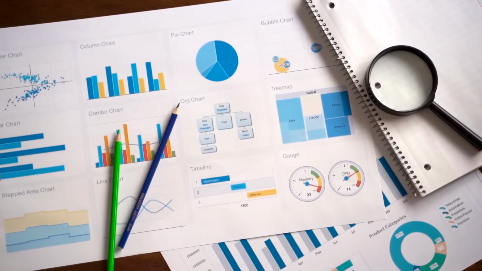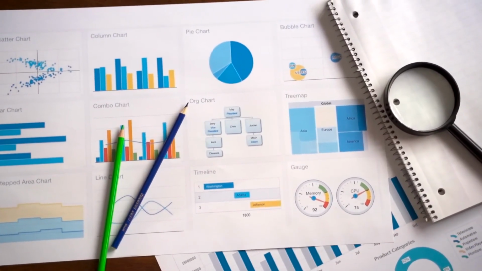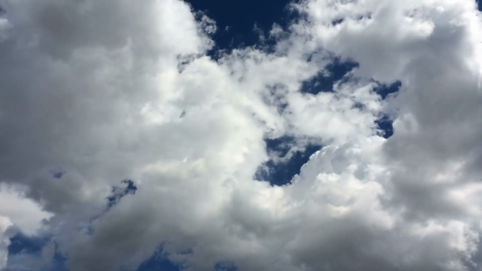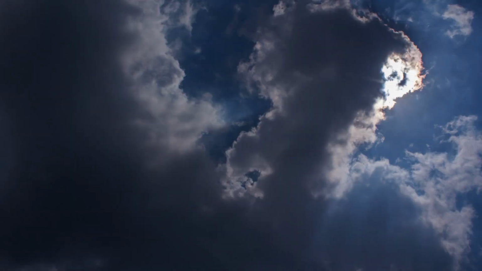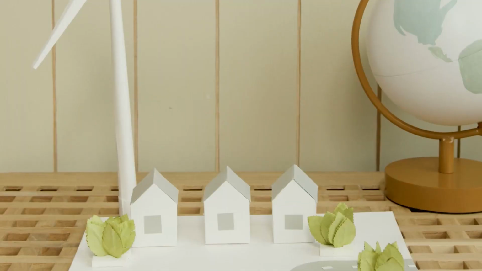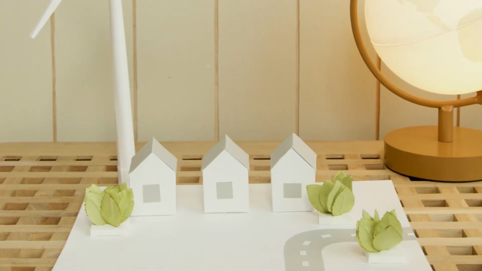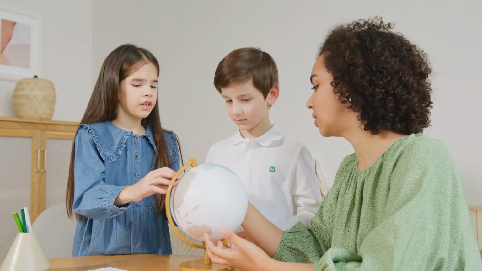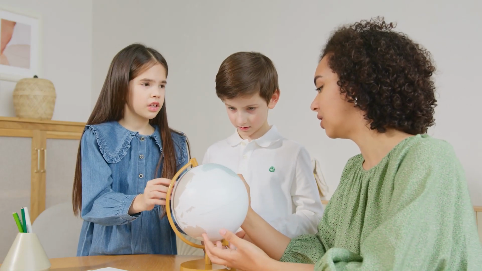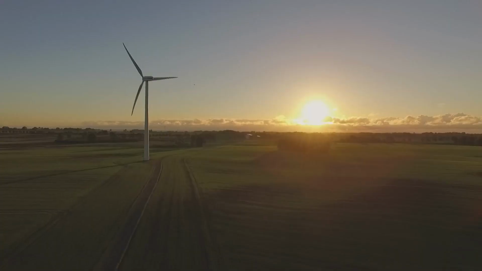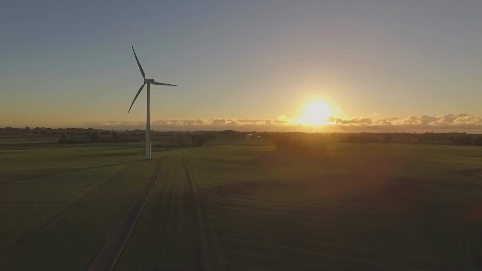Infographics. You can use infographics to explain the different types of clouds, the causes of climate change, and other weather and climate-related topics. Interactive simulations. For example, you can use interactive simulations to demonstrate how changes in temperature affect atmospheric pressure, or how changes in atmospheric pressure affect wind patterns.